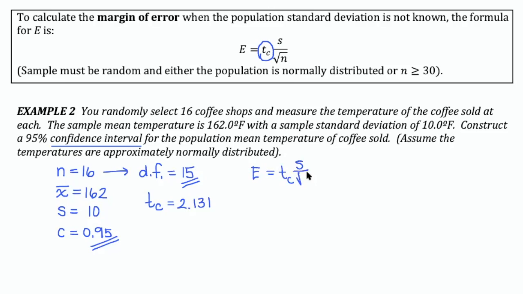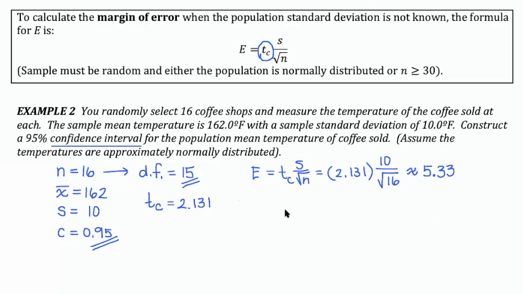All right, now I can go to my formula. I will substitute the values in the appropriate spots. So 2.131 times 10 divided by the square root of 16. All right, if you calculate this value, it will be approximately 5.33. I'm taking two decimal places here because our measurements have a single decimal place on them.